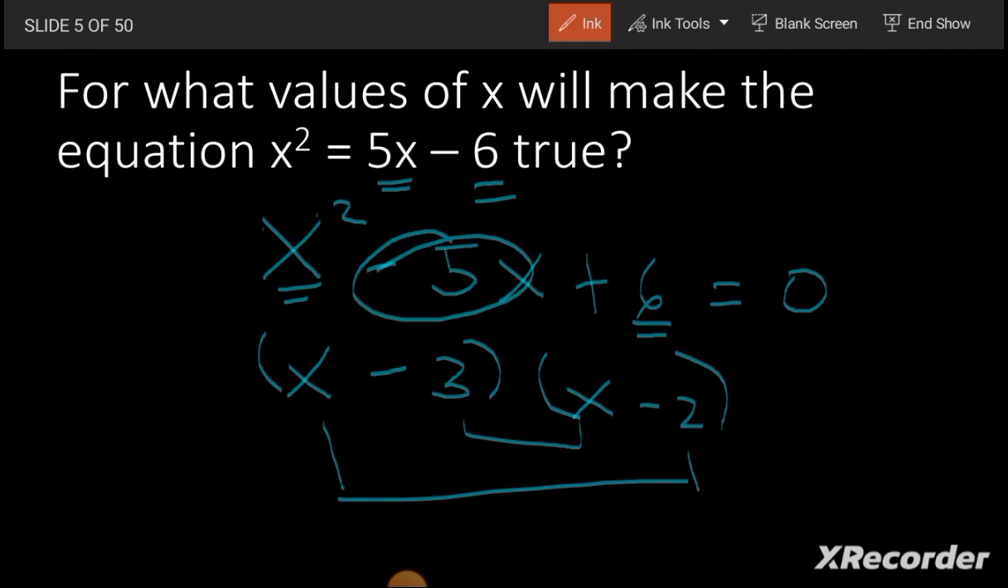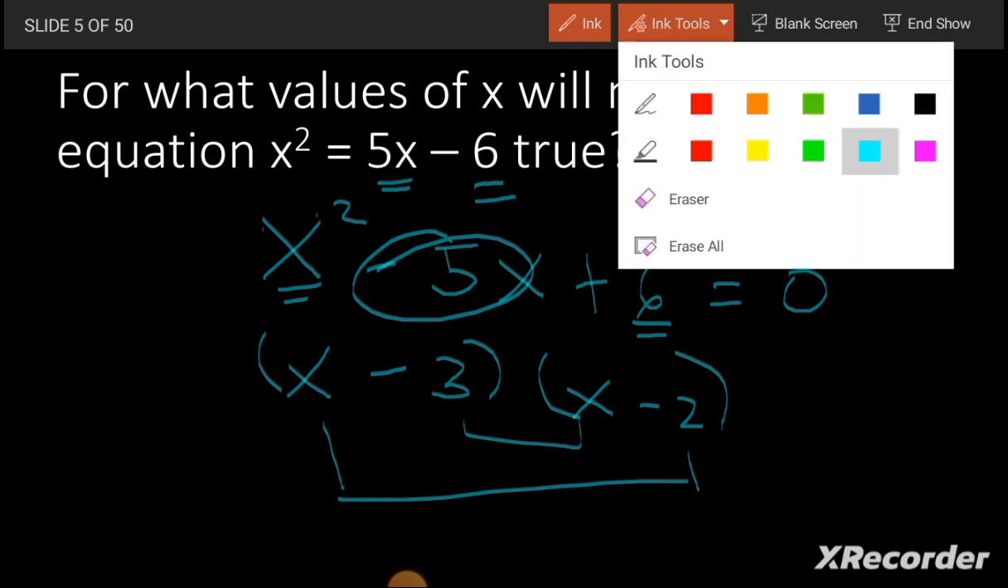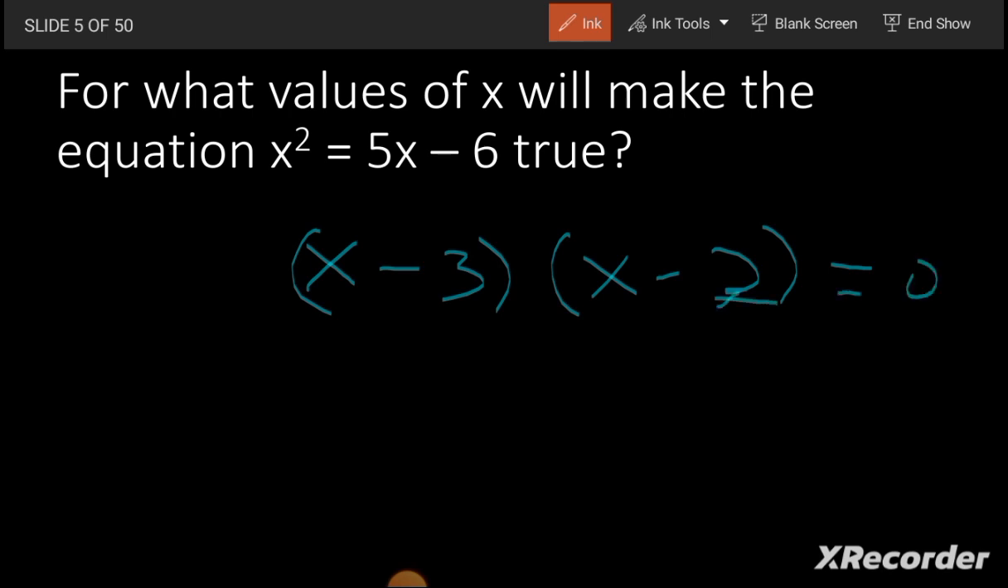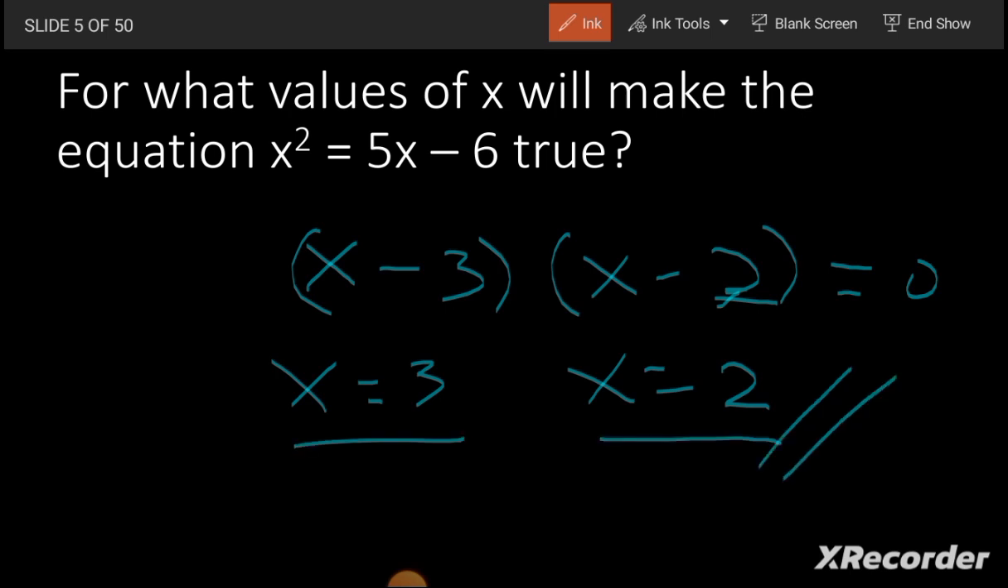So therefore, we can solve the values of x using the factors x minus 3 and x minus 2 equals 0, by just equating each factor to 0. So x equals 3 and x is equal to 2. So these are the answers.